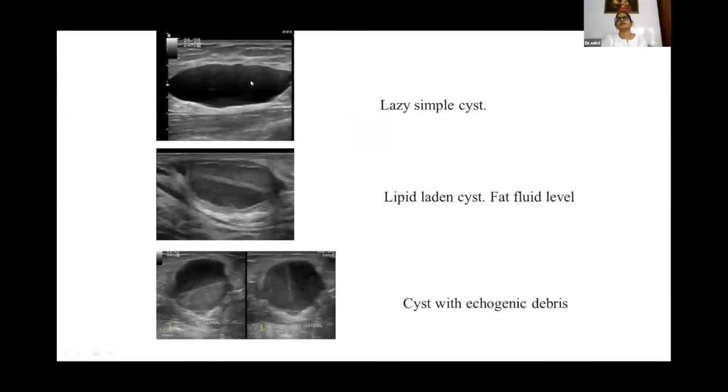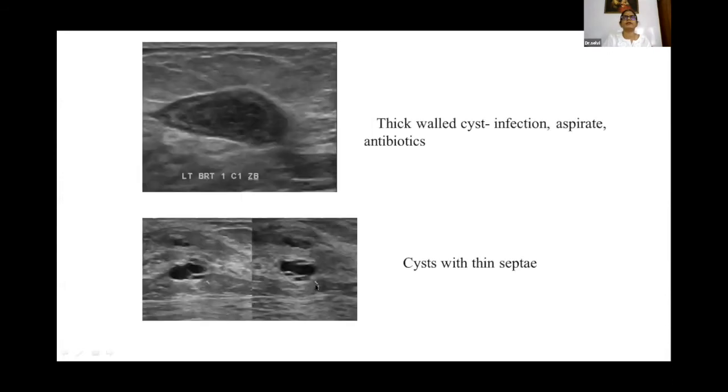Then you can have cysts that you incidentally pick up on screening, which she may not even notice. This is a lazy simple cyst. It's flatter, it's compressible. This does not cause pain, and this does not need any treatment. Sometimes they are lipid laden, so you see a fluid level and a shifting level. And sometimes they present with inflammation. So if you see a pericystic thickening like this, this will come with pain, so this needs just emptying. Sometimes if it's pus, you could send it for culture and treat her with antibiotics, but generally just emptying the cyst will suffice. There's generally no need for antibiotics and no need for excision, definitely.